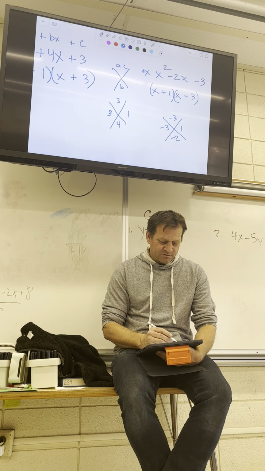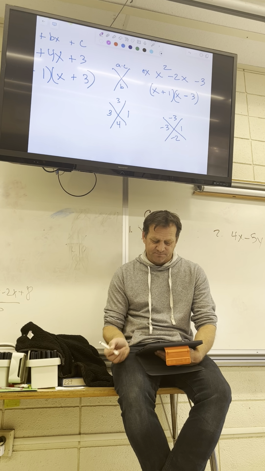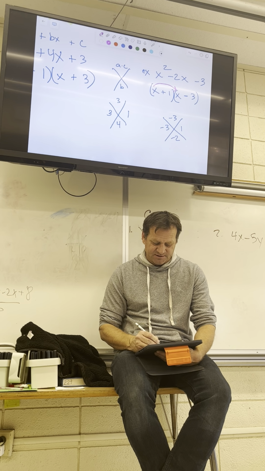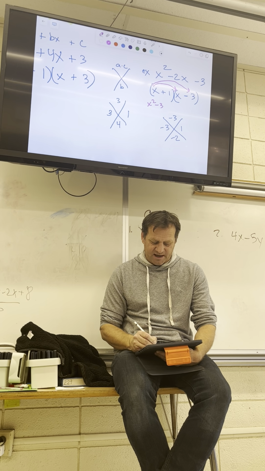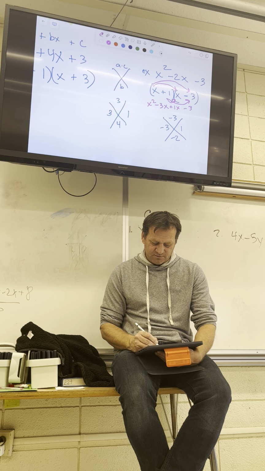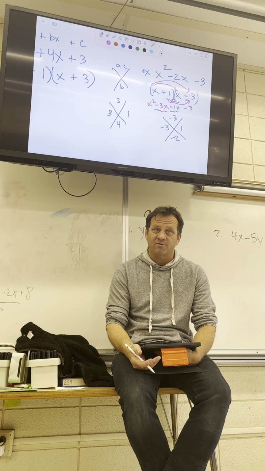Now, we're really new to this, so we ought to check, right? Make sure we're doing this right. So that's x times x is x squared. X times minus 3 is minus 3x. 1 times x is plus 1x. And that's minus 3. Do those two combine in the middle to make the minus 2x? Yes, they do. So that means we did it right.